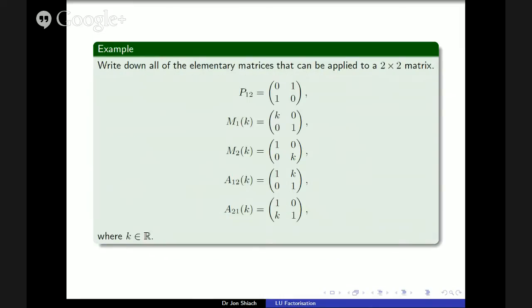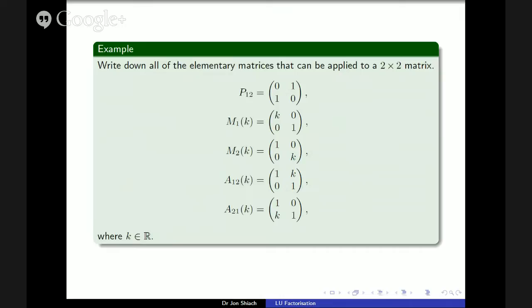So let's take a 2 by 2 identity matrix. What are all the possible elementary matrices? At the top, we can swap rows 1 and 2 around. So if you take the identity matrix and swap rows 1 and 2 around, we get this. We can multiply row 1 by K, we get this. Or we can multiply row 2 by K. We can add K lots of row 2 to row 1.